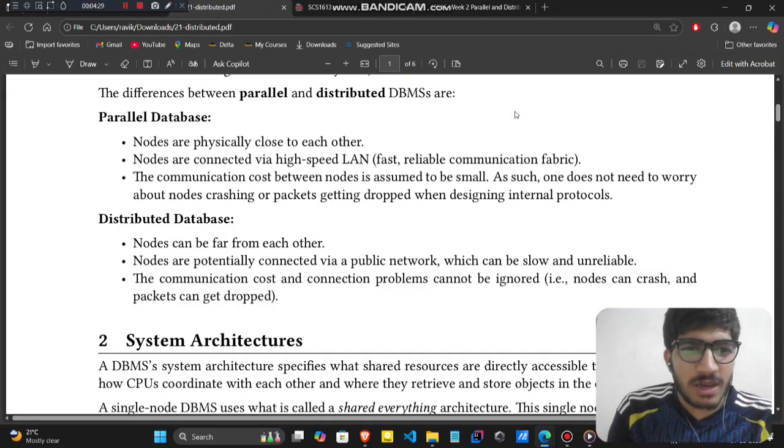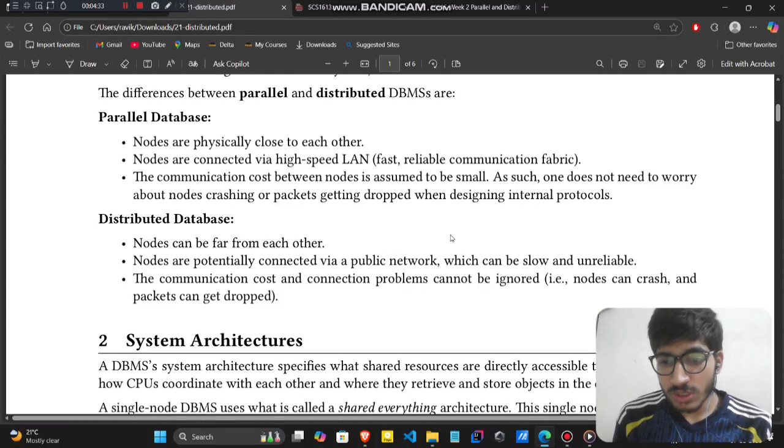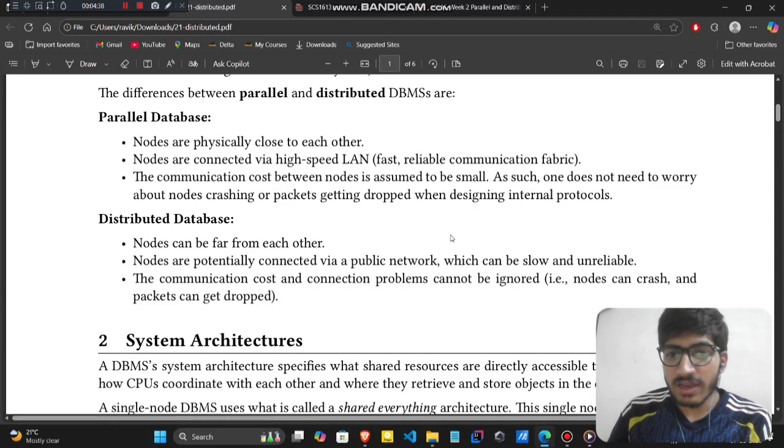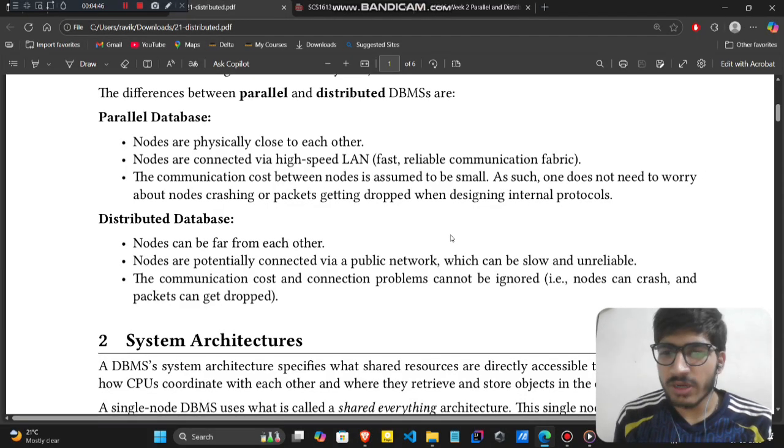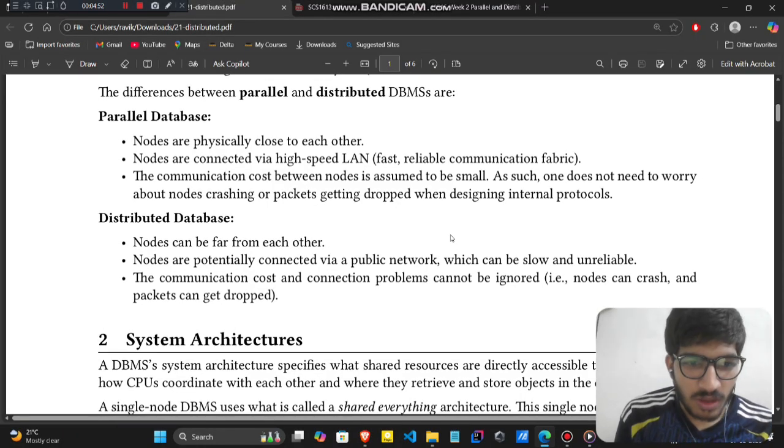So basically, in parallel databases nodes are physically close to each other. Nodes are connected via high-speed LAN, that is, a fast, reliable communication fabric. The communication cost between nodes is assumed to be small. As such, one does not need to worry about nodes crashing or packets getting dropped when designing internal protocols.